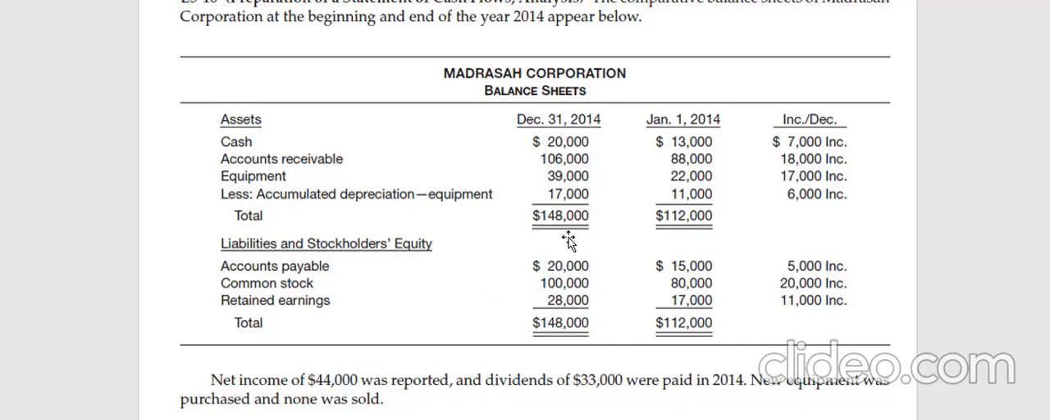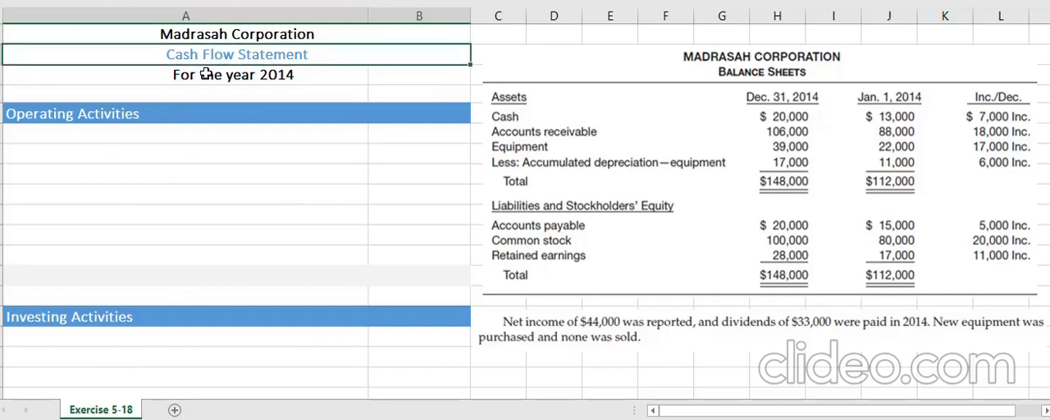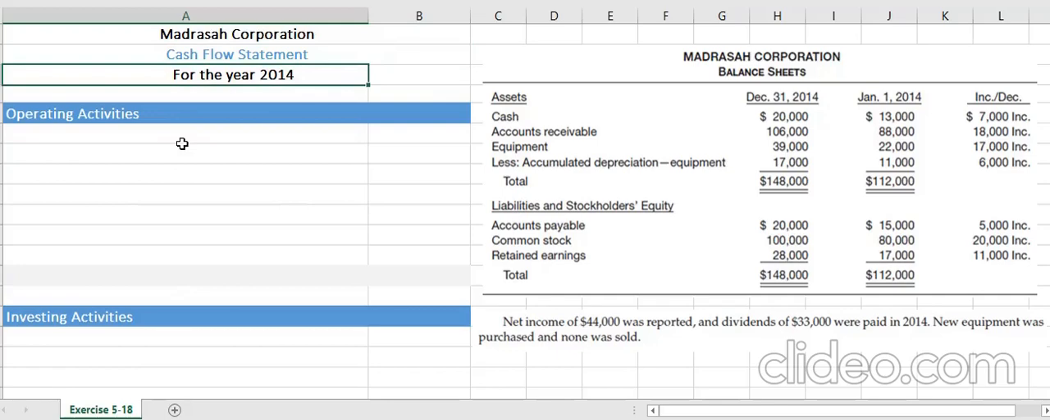Okay, so what I have done is I have just copied this numerical and I have pasted it into my Excel sheet so that we can have a simultaneous look into the question and the solution of the numerical also. Now you do know that we had to write the name of the company, the cash flow statement, and for which year you are preparing.